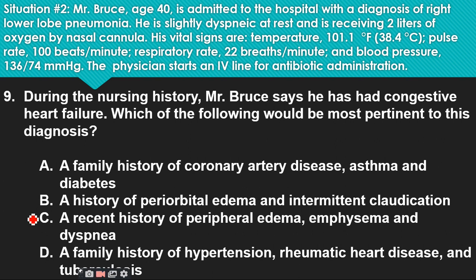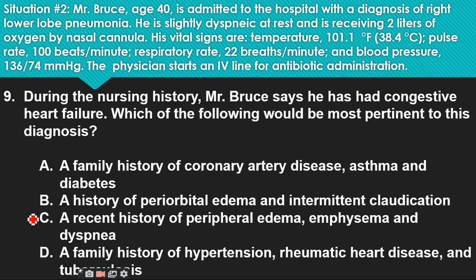A, a family history of coronary artery disease, asthma, and diabetes. Letter B, a history of periorbital edema and intermittent claudication. Letter C, a recent history of peripheral edema, emphysema, and dyspnea. Letter D, a family history of hypertension, rheumatic heart disease, and tuberculosis.